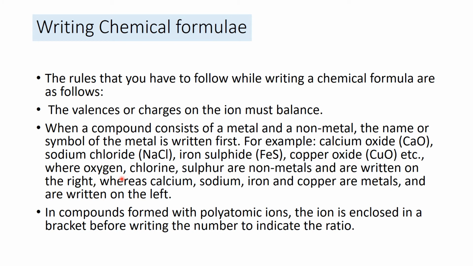In the same way, when you write the formula with polyatomic ions, there are also some rules. The ion is enclosed in a bracket before writing the number to indicate the ratio. Sometimes for writing the valency, suppose NO3 and then 2, for that you will have to enclose NO3 inside the bracket, as I will show you on the next slides.